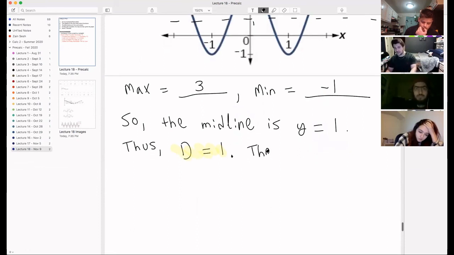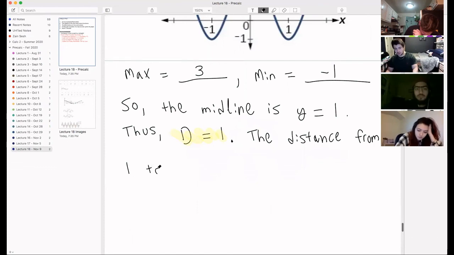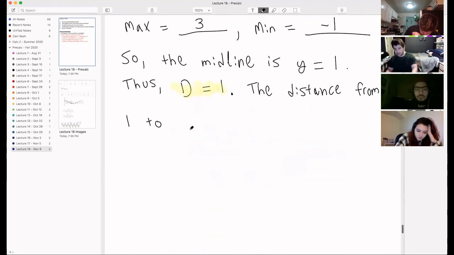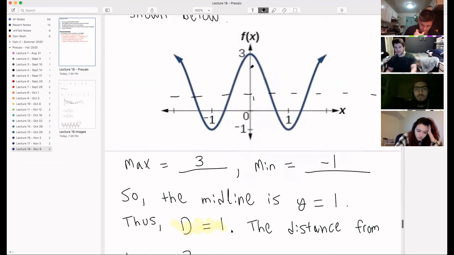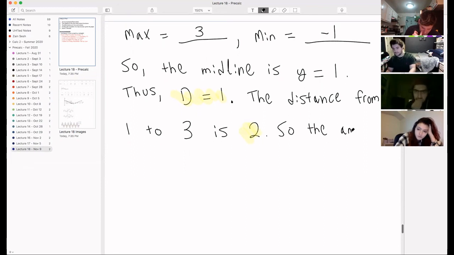So the distance from the midline, 1, to the maximum, 3, is, well, what's the distance from 1 to 3? That's 2. 3 is 2 units away from 1, or 1 is 2 units away from 3. Okay, so the amplitude is 2. That's what we just found out. So the amplitude A is precisely 2.